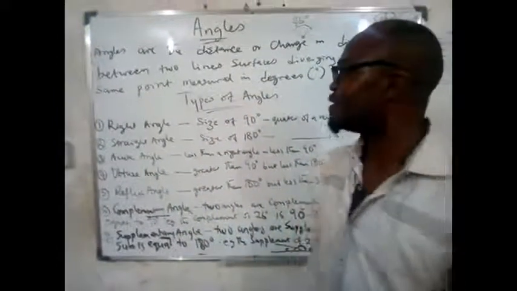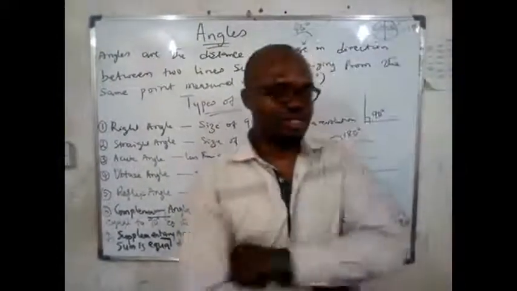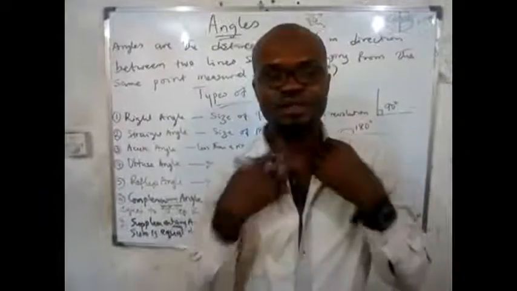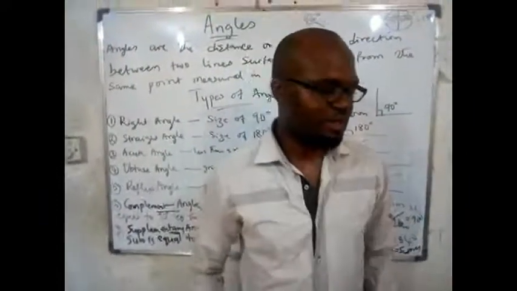So these are the kinds or types of angles that we have in geometry. Is that clear? In subsequent classes, we are going to be looking at other things in geometry.